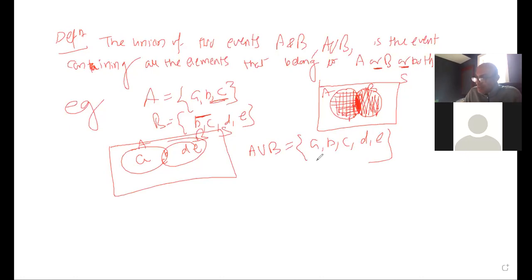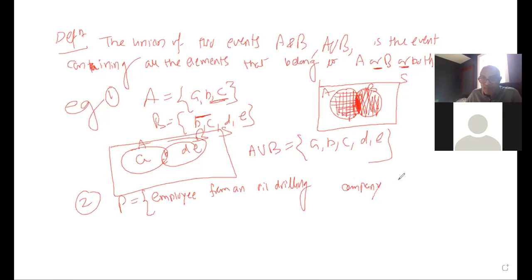Okay. Another example, this is example number 2. Suppose P is the set such that the employee from an oil drilling company smokes cigarettes. Employee from an oil drilling company smokes cigarettes. And my second event Q is equal to employee selected drinks alcohol.